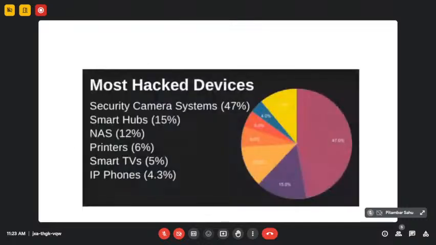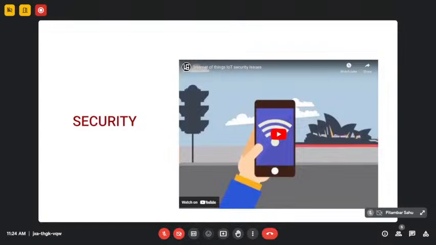So all this is possible right now, and you can see the most hacked devices in terms of IoT devices are the security camera systems, which is contributing to 47% of threat, and which is actually a very serious point to think, because we always think that security cameras, CCTV cameras are helping us, but on the other hand, it is the most hacked devices. So in terms of security, let's see how is the security issue a concern in the IoT world.